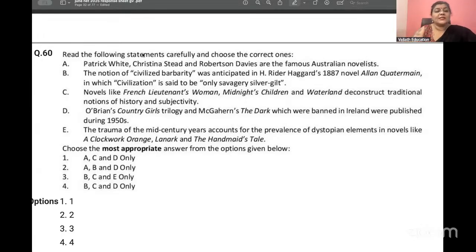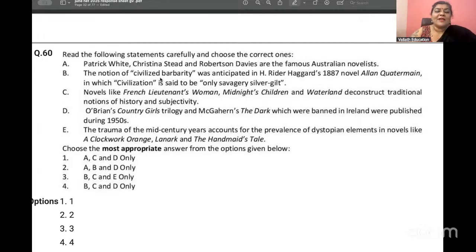Now listen to this. Patrick White, Christina Stead, and Robertson Davies are the famous Australian novelists. You think it is correct? Maybe. Patrick White definitely is a novelist. Robertson Davies wrote novels, Salterton Trilogy, Deptford Trilogy. He also wrote drama, didn't he? Christina Stead is a novelist. You're thinking, okay, leave it. The notion of, keep it aside.